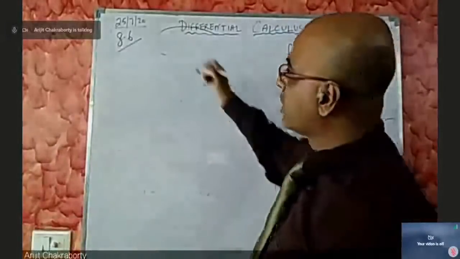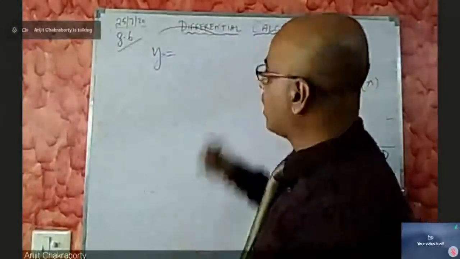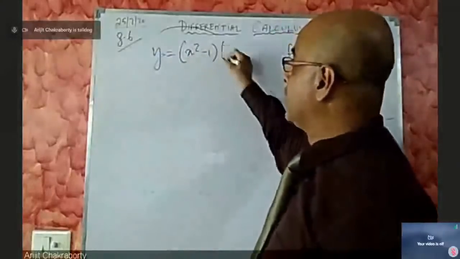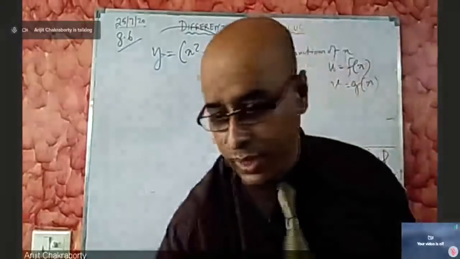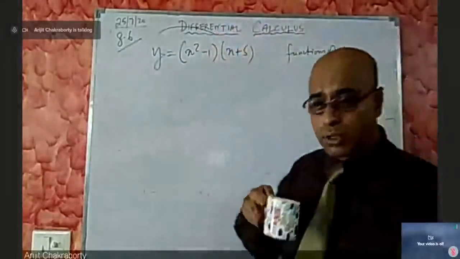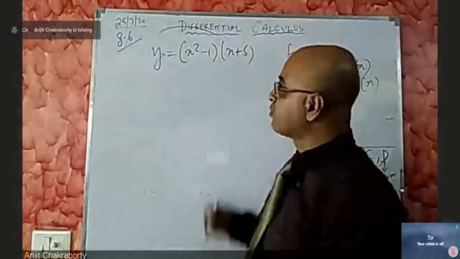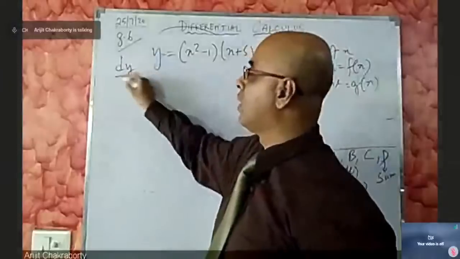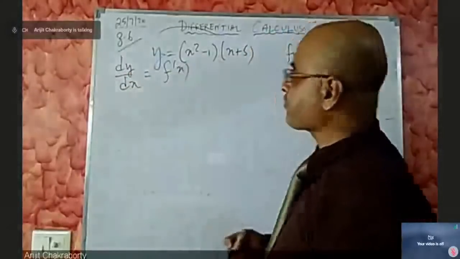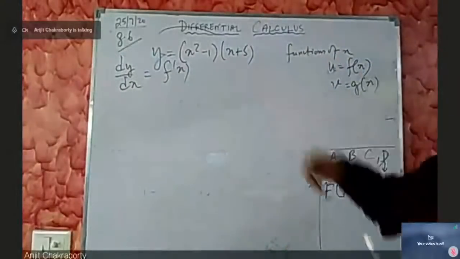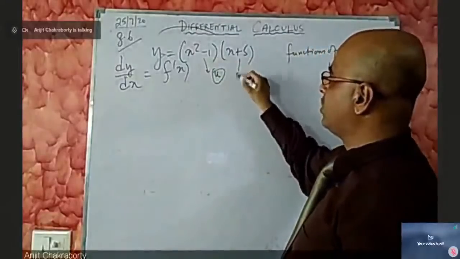Let us take the other one. Now we have y is equal to x squared minus 1 into x plus 5. So we have to find the differential coefficient, or you can call it the derivative. The idea is to find dy by dx, or you can call it f dash x. This is like u and v. The first one is u and the second one is v.